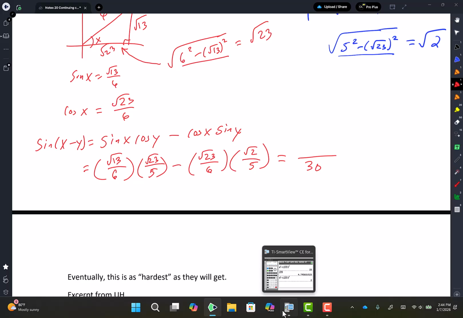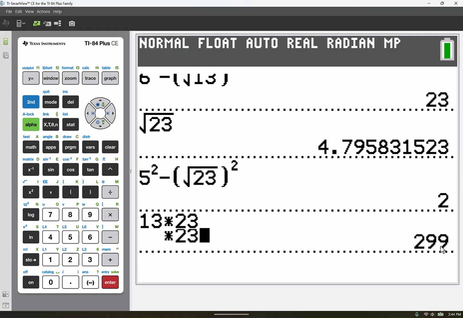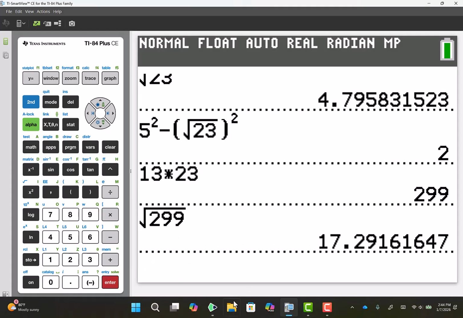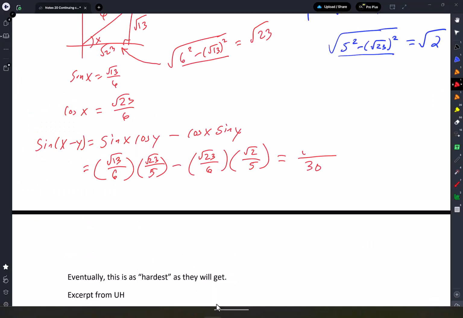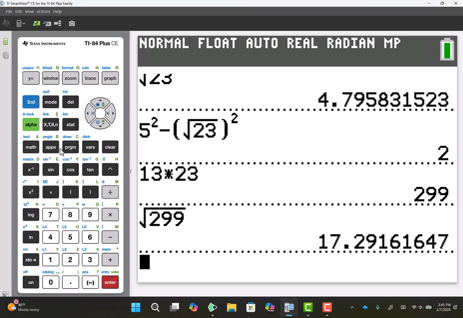So 13 times 23, take your little calculator. 13 times 23. And we get this number, 299. That is not a perfect square. See? Square root of 299. Enter. Bam. So leave it at square root of 299. Minus 6 times 5 is again 30. So that's the denominator in the bottom. 23 times 2 is 46. Square root of 46. 46 is not a perfect square, guys. Square root of 46.